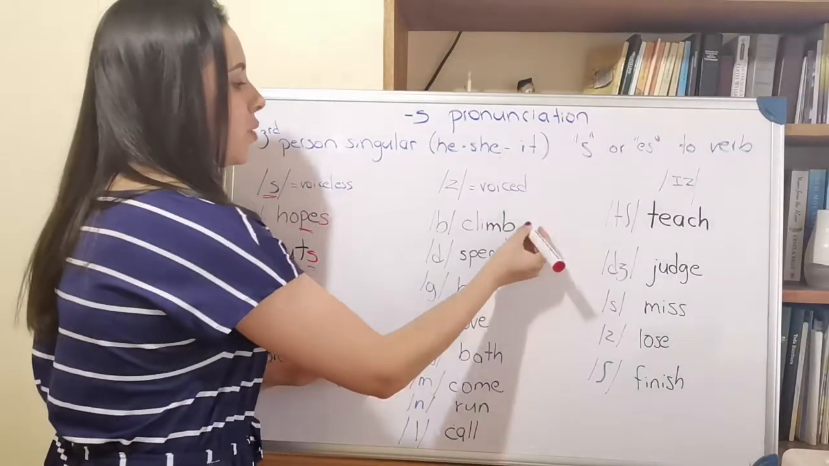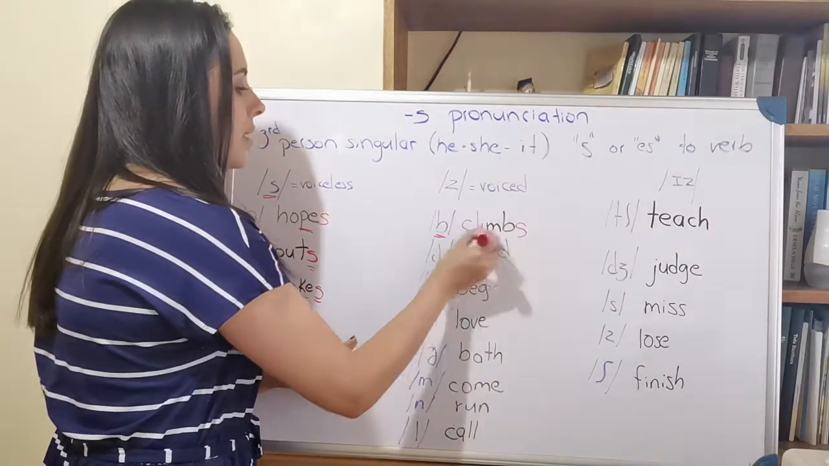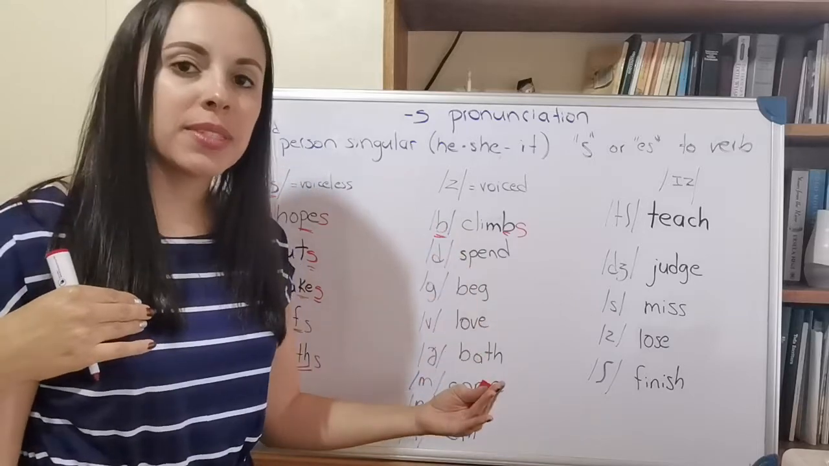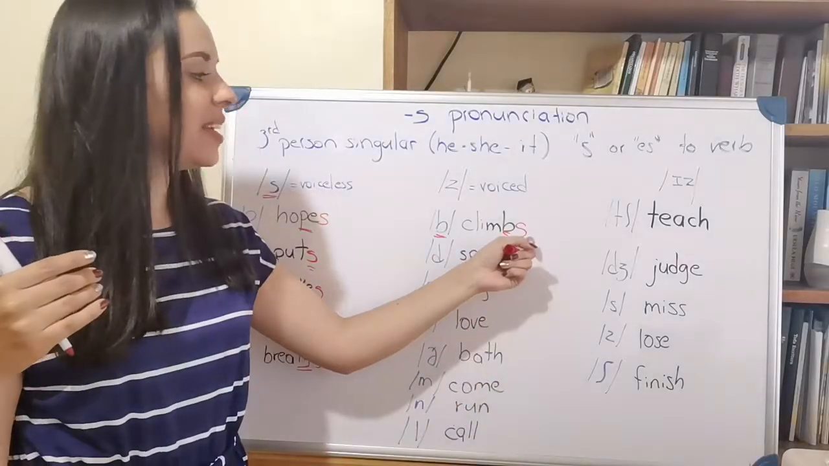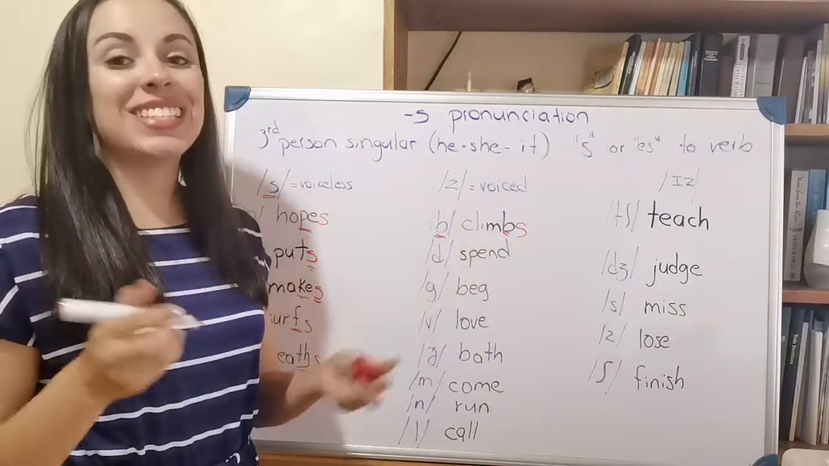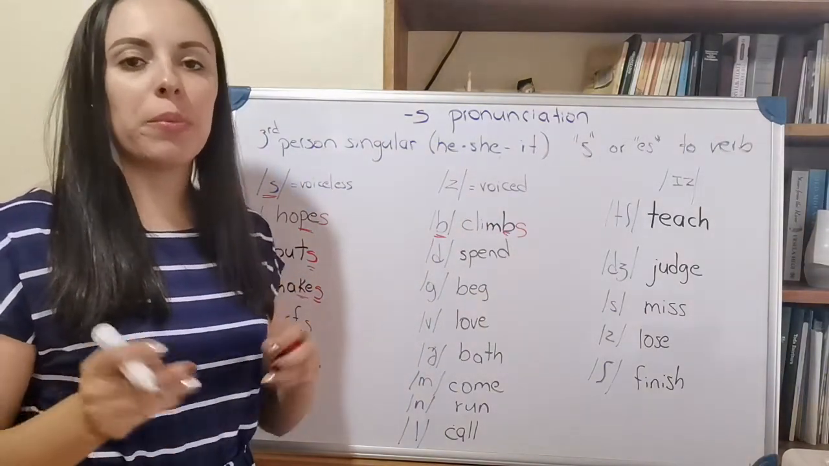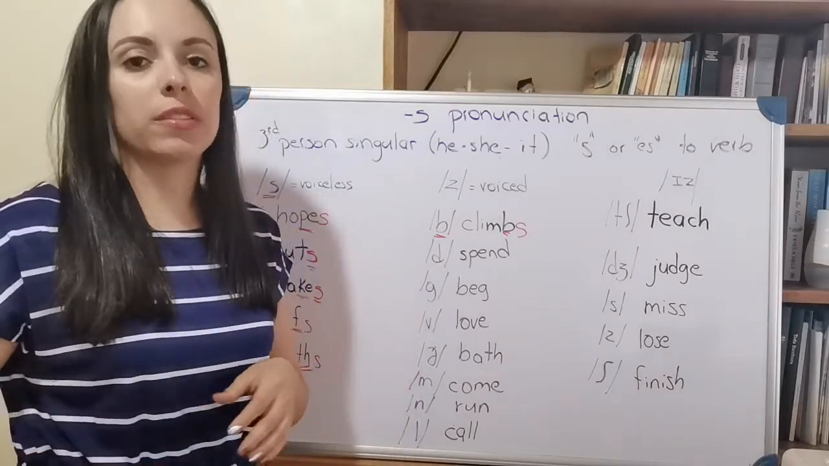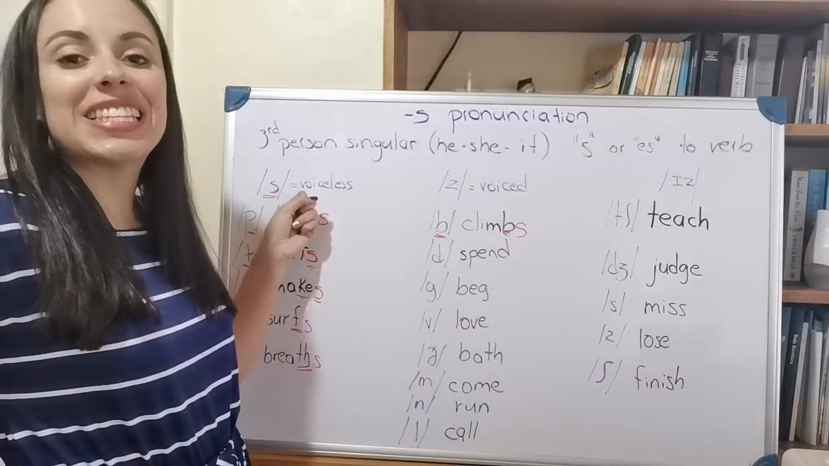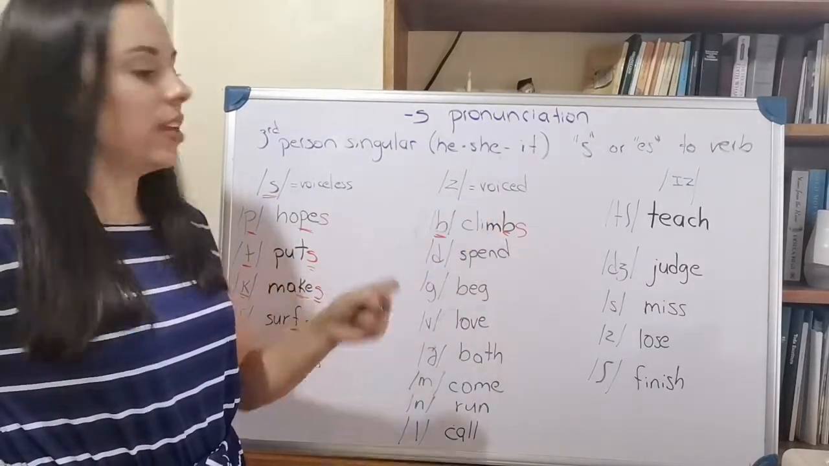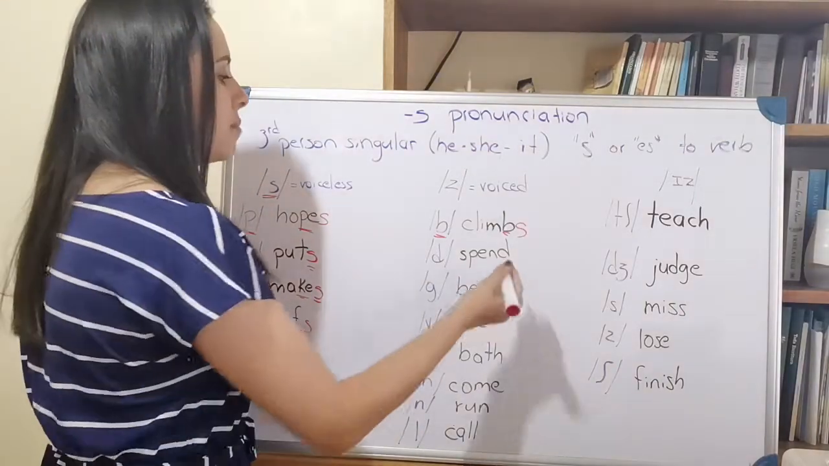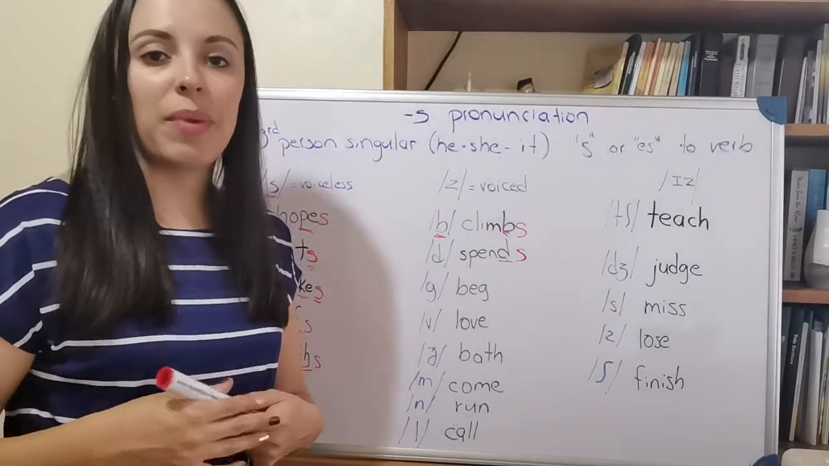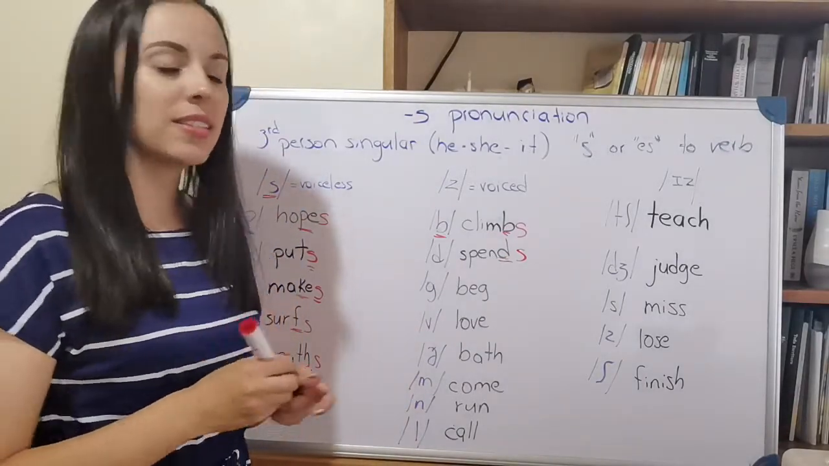So for example, with the verb climb, okay, the last sound is B. I climb, she climbs. Okay, we need to add the S as a Z at the end. Climbs. Remember that the S and the Z in English are pronounced differently, right? This is S and this is Z. Okay, so climbs. Spend, last sound D. He spends, Z at the end, spends.